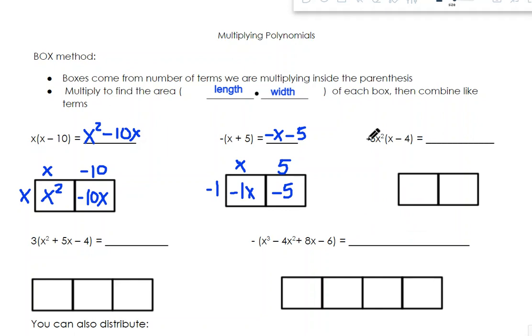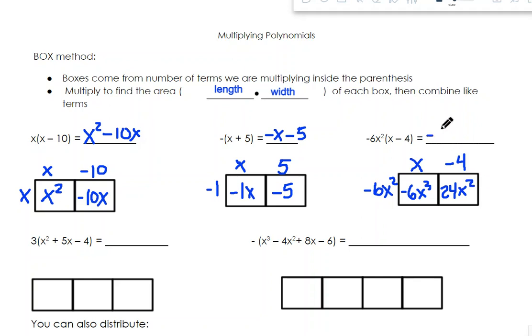Okay, let's try one more. I have negative 6x squared times (x minus 4). Negative 6x squared is here, and then I have x and I have minus 4 as my other two terms. Negative 6x squared times x would be negative 6x to the third, because I have two x's, and I'm multiplying by one more x, that's 3 x's total, x to the third. Negative 6x squared times negative 4: 6 times 4 is 24, and it's positive because two negatives make a positive, and this still has that x squared, so it'd be 24x squared.